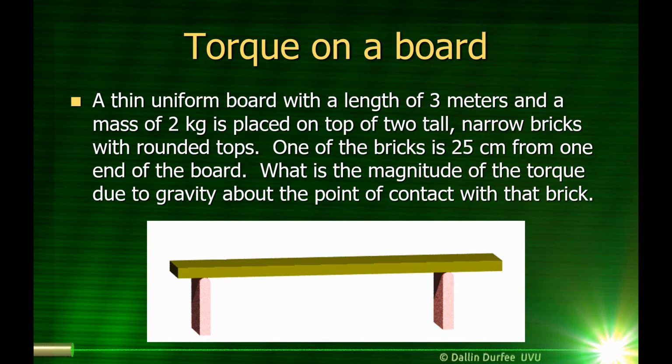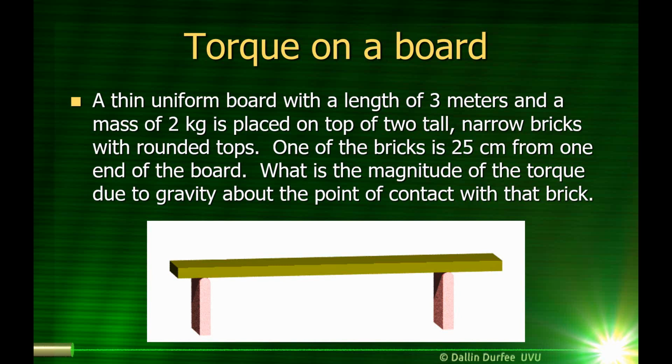So let's use that to work a problem. A thin uniform board with a length of 3 meters and a mass of 2 kilograms is placed on top of 2 tall narrow bricks with rounded tops. One of the bricks is 25 centimeters from one end of the board. What is the magnitude of the torque due to gravity about the point of contact with that brick?